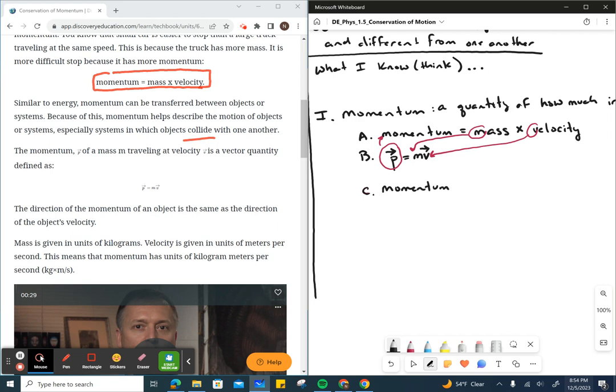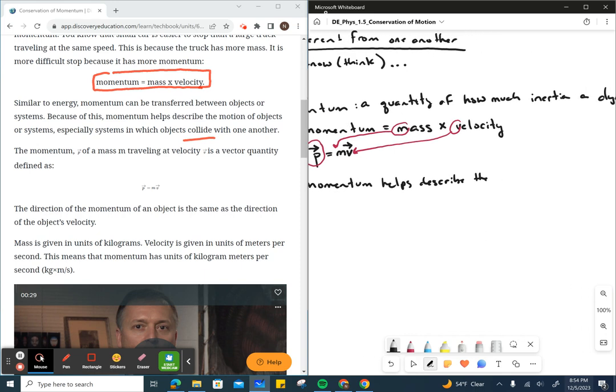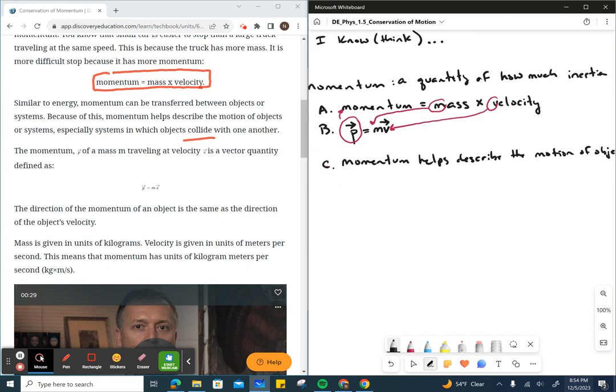Momentum helps describe the motion of objects, especially collisions. Okay, that might be the best way to say that.